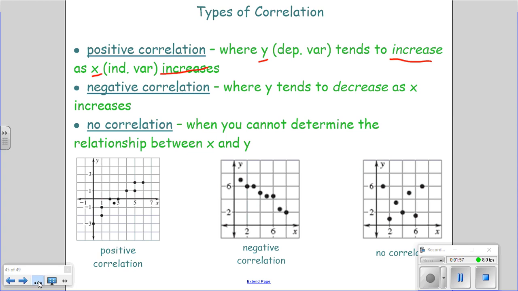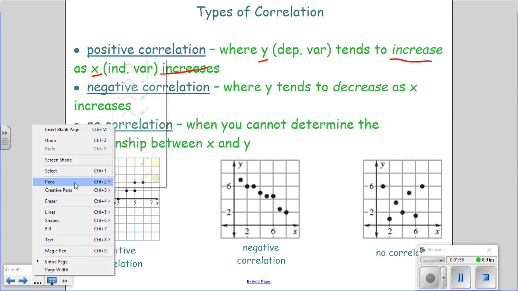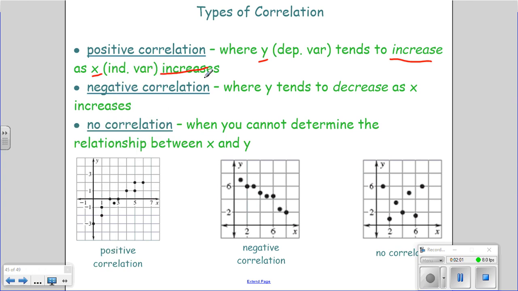However, we have negative correlation. In negative correlation, y tends to decrease, but x is increasing. So it kind of looks like it's moving downwards, but still going towards the right. So that's why we say x is increasing.